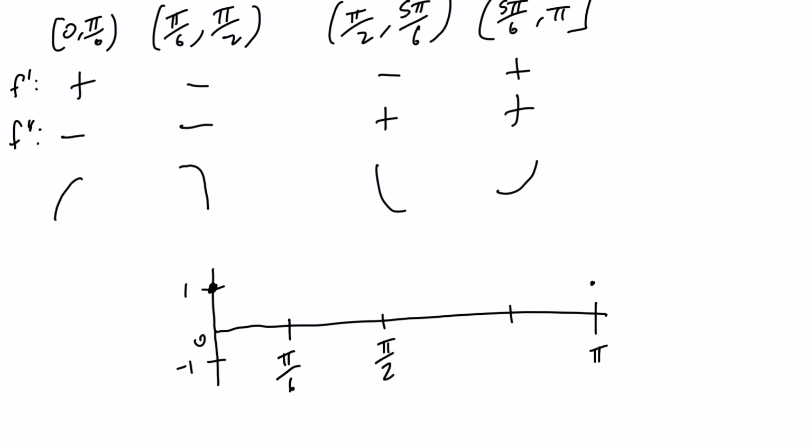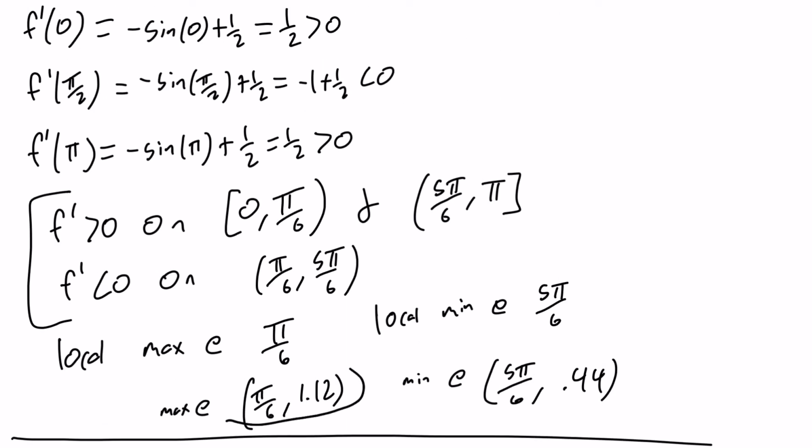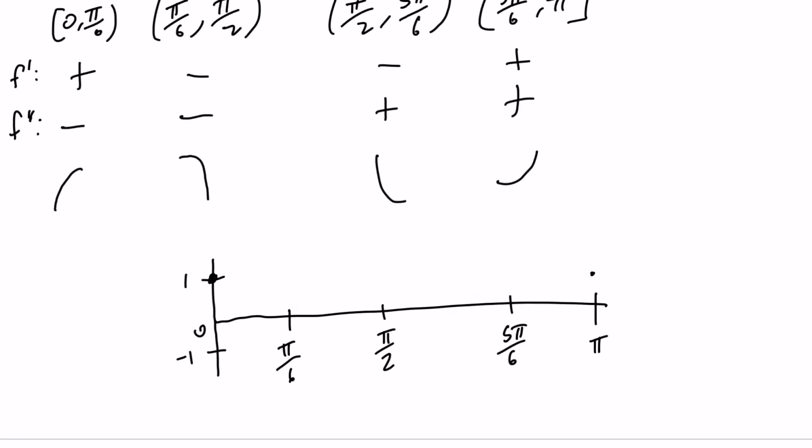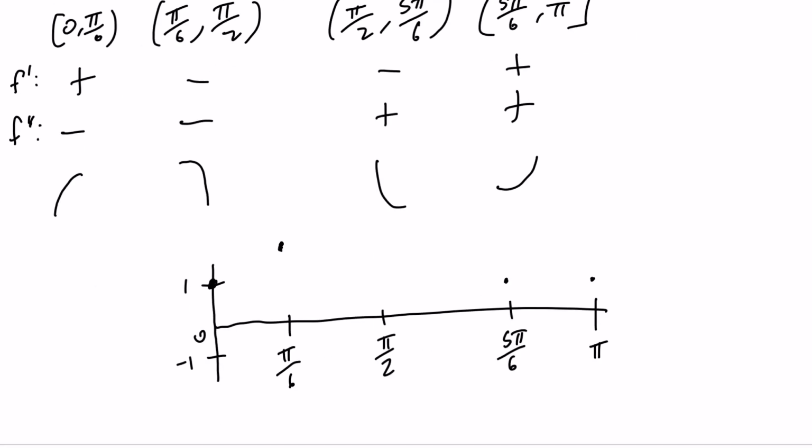Then we also draw our other important points, like so. We found we had a local maximum at pi over 6, 1.12, and a local minimum at 5 pi over 6, 0.44. So pi over 6, 1.12 right there, 5 pi over 6, 0.44. And lastly, we had a point of inflection at pi over 2, comma 0.78. So it's a little something like that. Let me draw those more to scale.